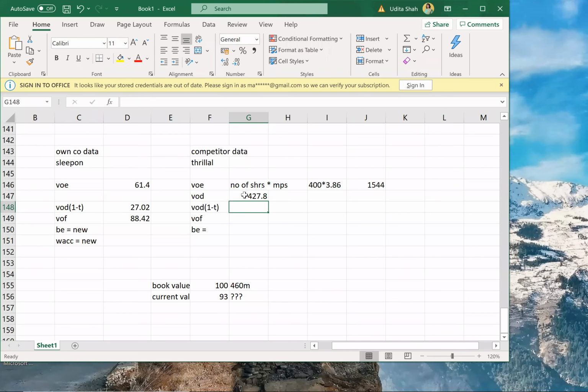But I don't want value of debt. I want value of debt net of tax. So it will be 427 into 1 minus T. So 1 minus tax rate, 1 minus 0.3. 299.46 is value of debt net of tax. And value of firm will be value of equity plus value of debt net of tax.